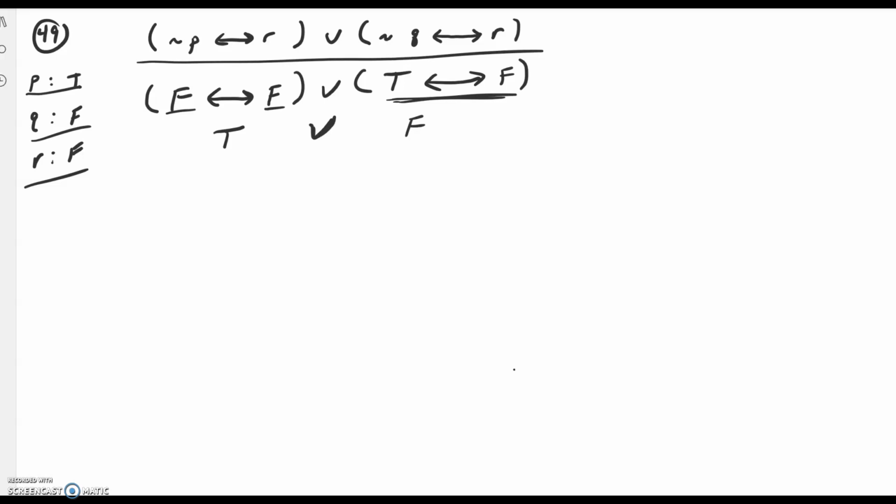But we're doing an or between a true and a false. If an or statement has any part of it that's true, it's true. So if we had made an 8-row truth table, the row that had P being true, Q and R being false would have ended up having a true. So the answer is true.